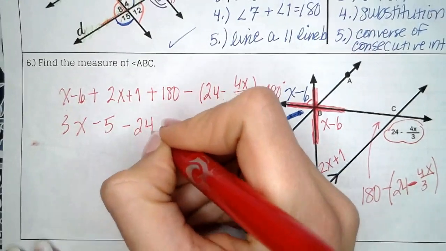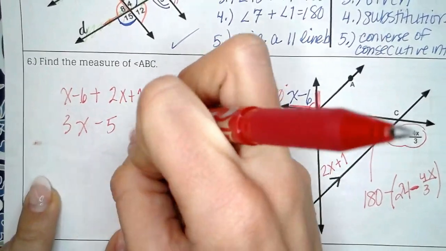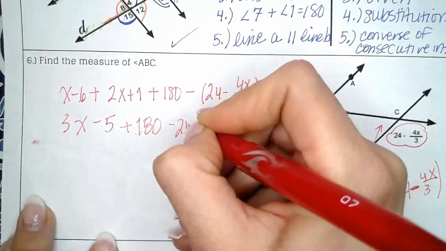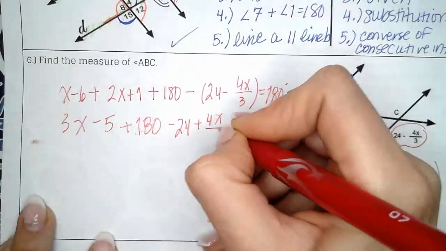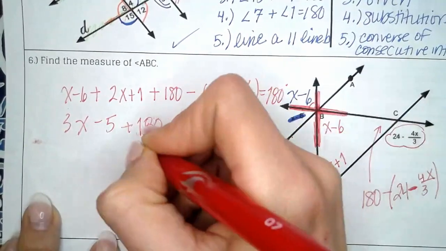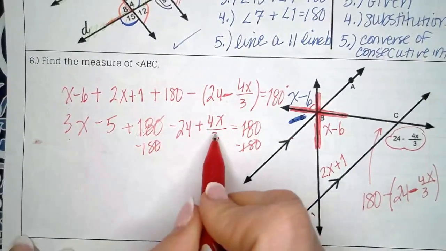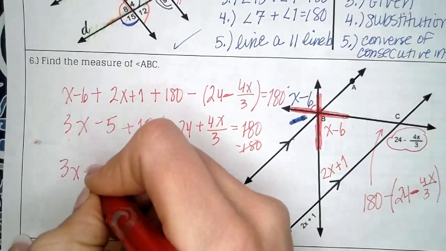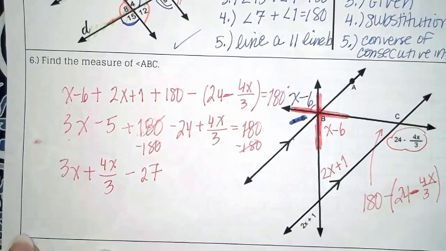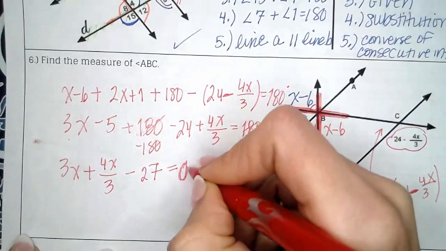Distribute, minus 24. Oh, I missed 180 though, right? Plus 180. Don't want to miss anybody, it's not nice. Plus 180 minus 24 plus 4x over 3, distribute, is 180. If I subtract 180 from each side, well, adios. 3x, and that guy, maybe you hate fractions, so you just leave them the way they are. But negative 5 and negative 24 is negative 27 equals 0, right?